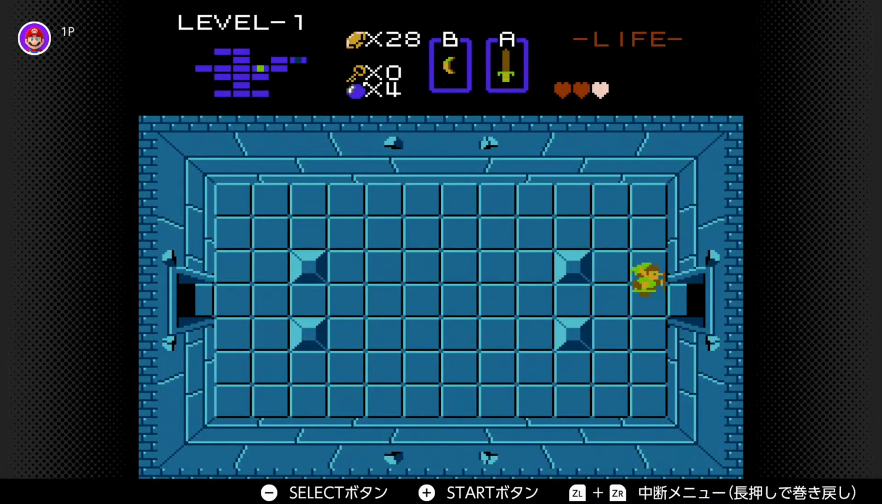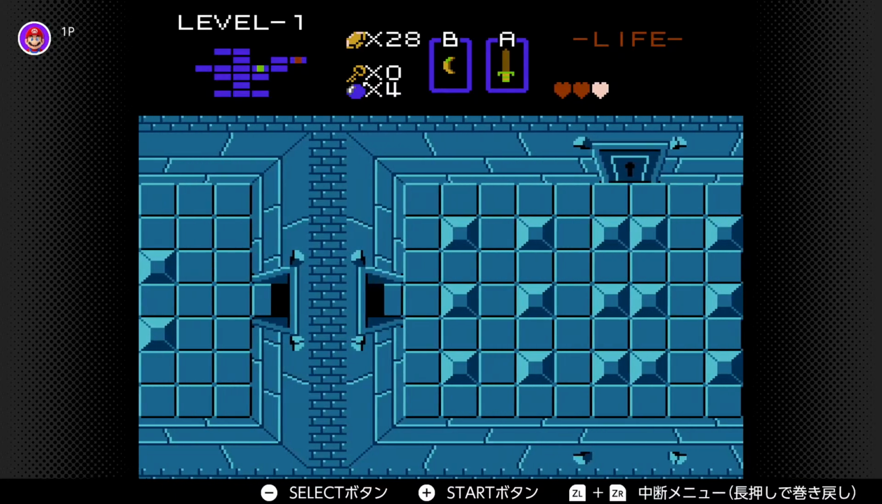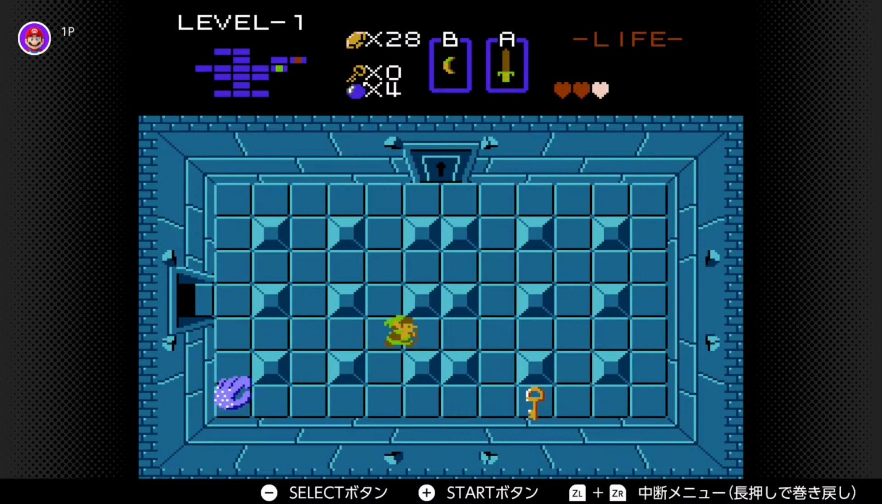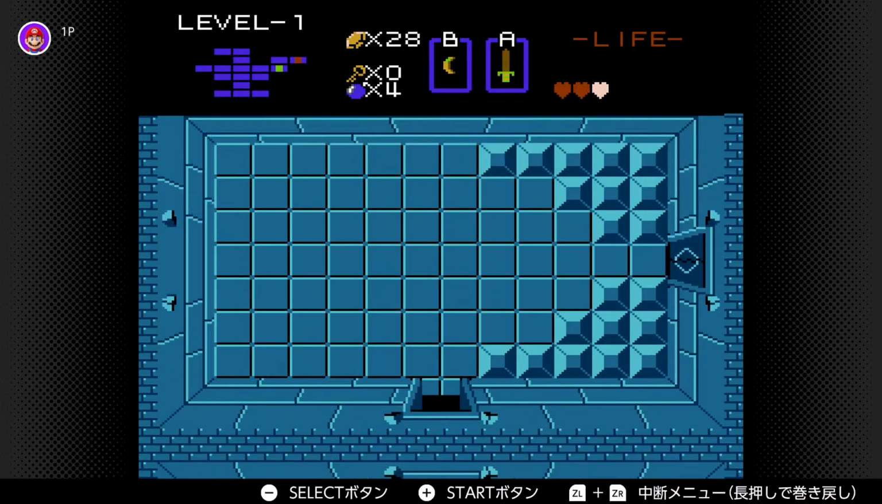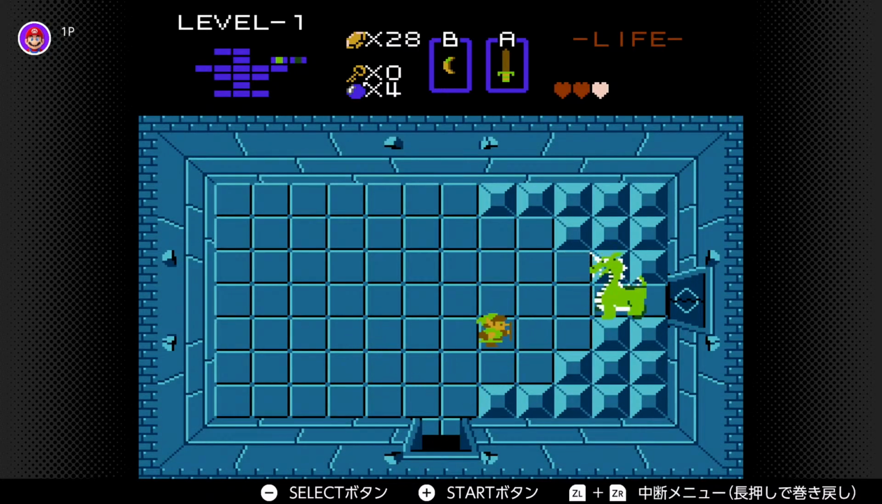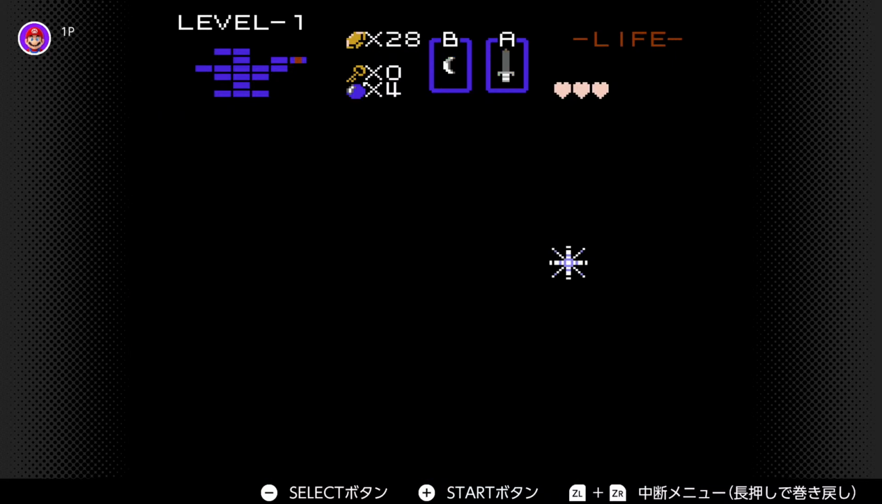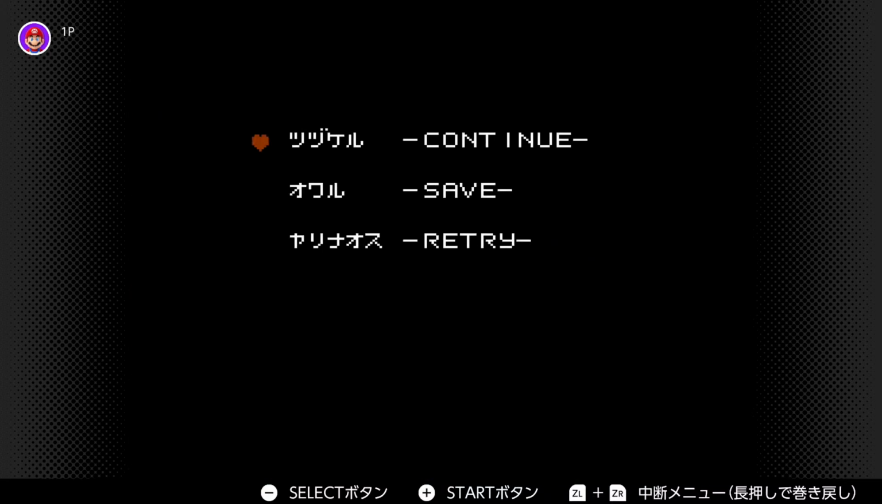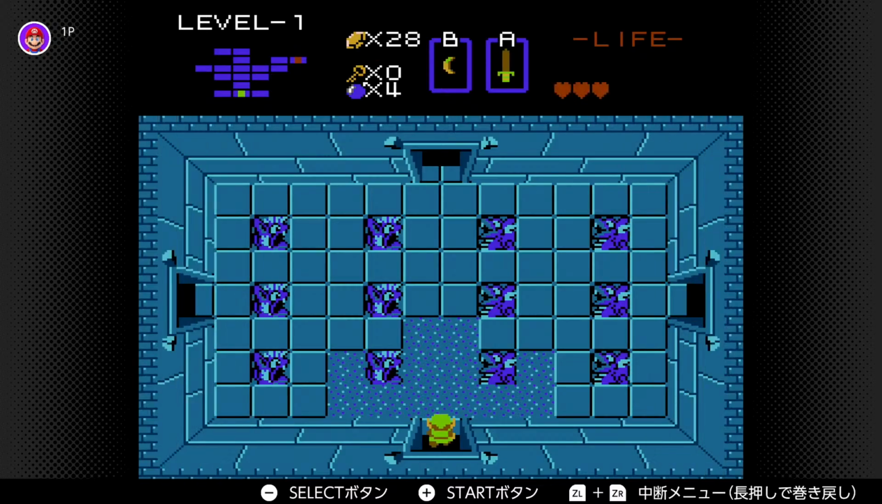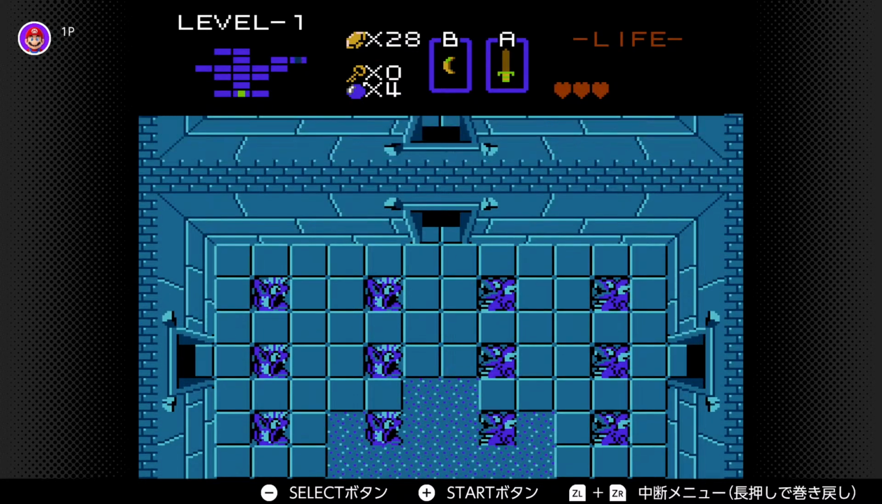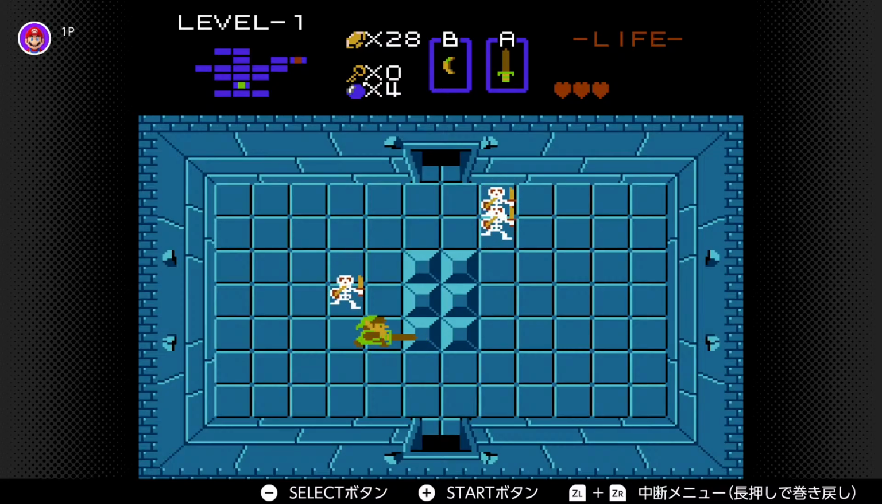Okay, let's continue. This time, let's get the key while avoiding the wall masters, please. Yes, we did it. And we get here against Aquamentus, the boss of this dungeon. Let's avoid... oh boy. Should have been more aggressive at the start. But unfortunately I wasn't, so... we got defeated. But... let's get back.